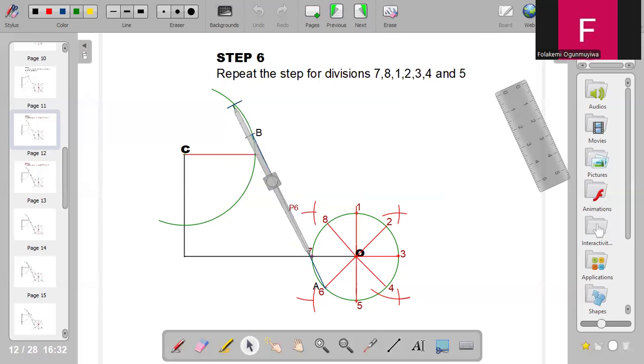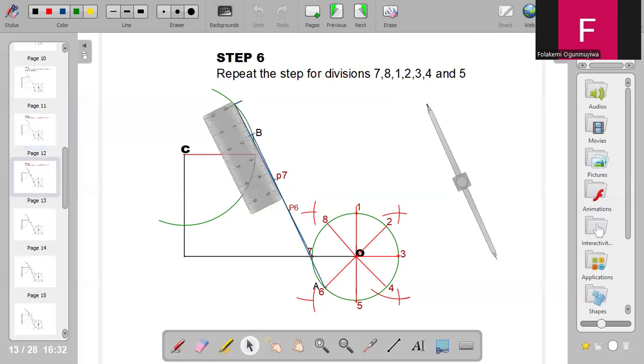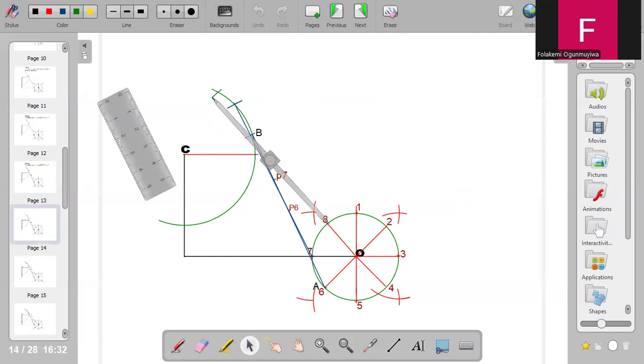Once you get this, you get your ruler and connect 7 to the arc. Then on that same line, you place your ruler on it and locate 4.5. At 4.5, you put P7. From there, I'll move on to the next one, which is P8.